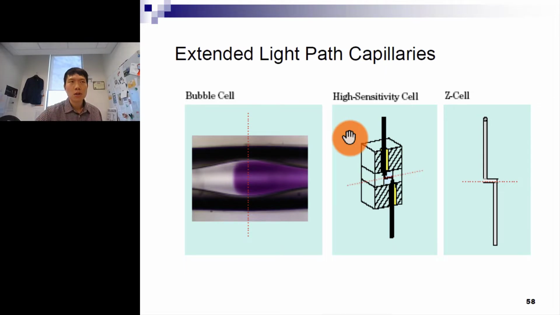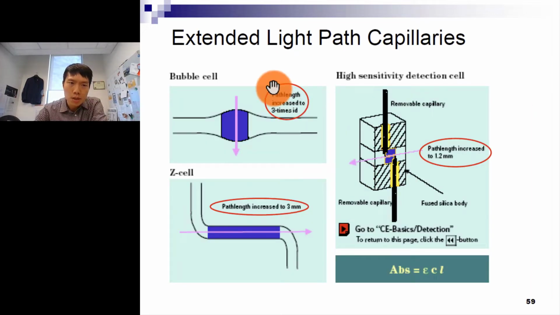Now we talk about how to increase the absorbance, to increase the linear range. We can increase the path length. One way to do it is we can either use a bubble cell, use a high sensitivity cell, or use a Z cell. So how does it work? For instance, a bubble cell is just in the middle, where you have a wider diameter that's increased to 3 times the internal diameter. A Z cell is like you have a little junction, so you extend it by taking advantage of the horizontal length, extended by 3 mm.